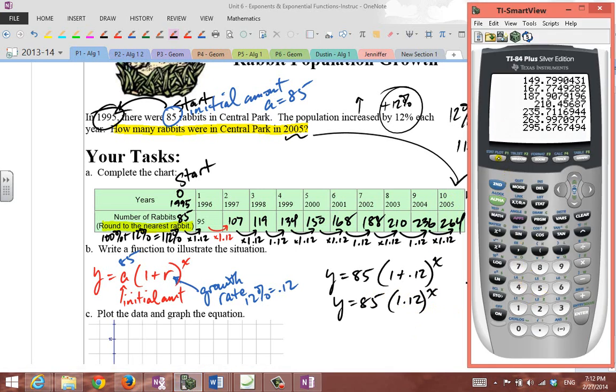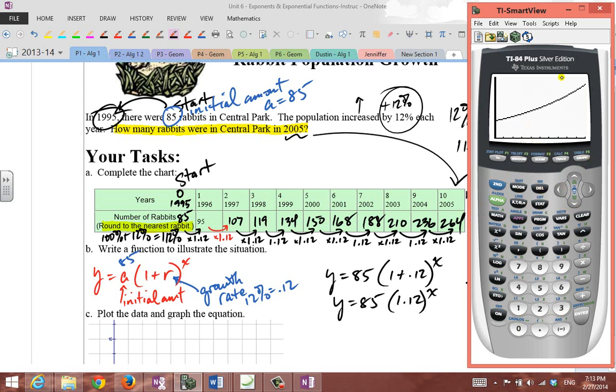Let's enter this in. Let's clear this previous one out. I'm going to enter 85 times the quantity 1.12 raised to the x power. I got my function there. I'm going to go to zoom, Zoom Stat, number 9. Okay, that doesn't show me that well. The window needs to be much higher than that. Y max is not big enough, it's only 100. So let's make it 300 so I can see what's going on here.